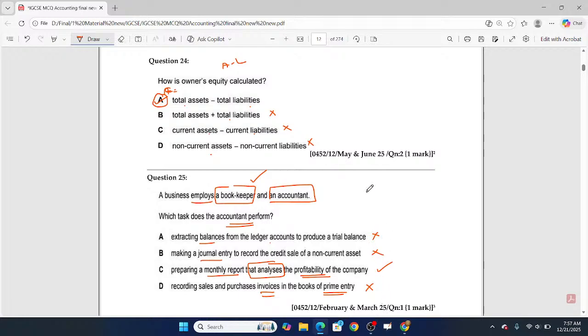Okay. See, journal entry, subsidiary books, ledger preparation, and trial balance, up to this part will be done by the bookkeeper. That's how you can understand very easily.